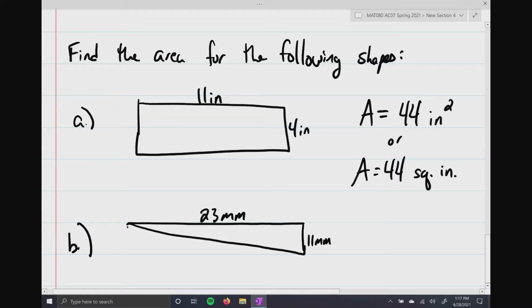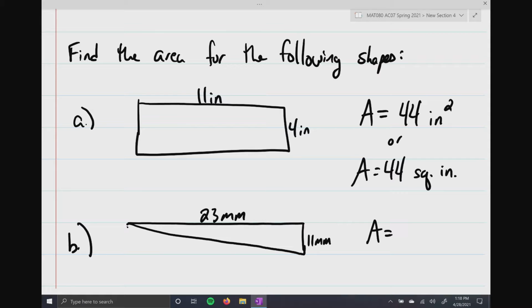How about that triangle where the legs are 11 millimeters and 23 millimeters respectively? What would be the area? Anybody get an answer yet? All right, well, let's look at it.